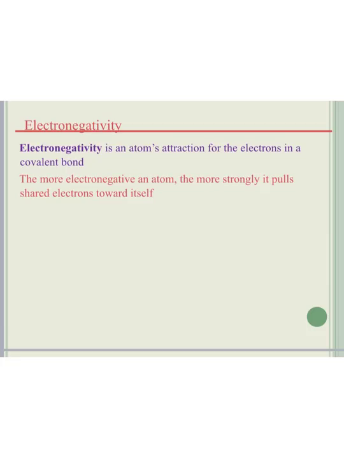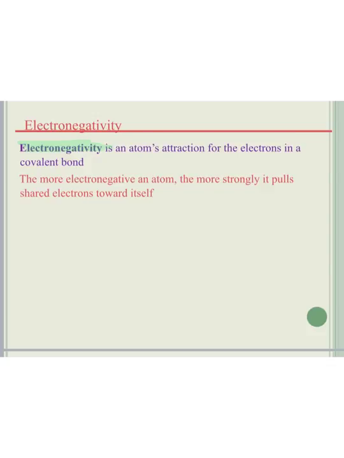Okay. Whether or not we end up with nonpolar or polar covalent bonds depends on something called electronegativity. So this is another vocabulary word for us that we need to define or know the definition of. This is an atom's attraction for the electrons in a covalent bond. So the more electronegative an atom is, the more strongly it pulls those shared electrons toward itself.